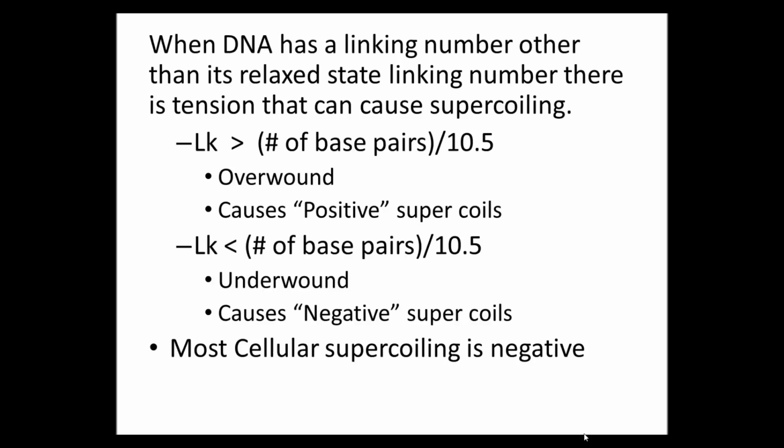When DNA has a linking number other than its relaxed state, then there will be tension in the double helix. So for example, if you wrap it tighter than its relaxed state, it will be overwound, and that can cause positive supercoils. If you wrap it looser, so if you wrap it in a left-handed direction, it will be underwound, which will cause negative supercoils. And in cells, most supercoiling is negative. Most often, DNA is underwound. It has a linking number of less than the number of base pairs divided by 10.5.